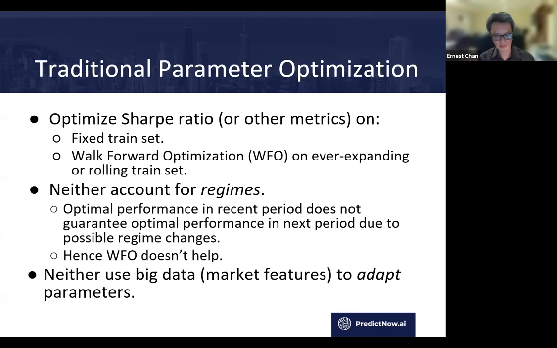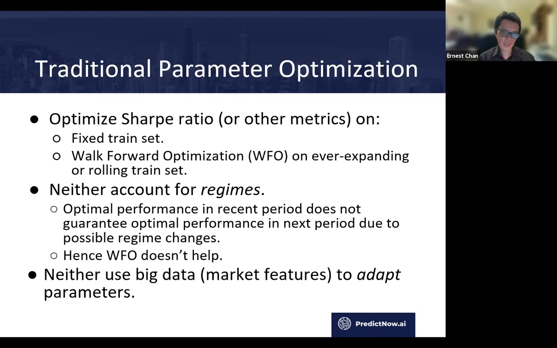It could be any metric. Now, the traditional method of optimizing the portfolio, the trading strategy, in order to optimize this objective, is to use a fixed training set. Okay, so let's say you have 10 years of historical data, you use the first 5 years and run your backtests with different parameters so that they give you the best Sharpe ratio, let's say.